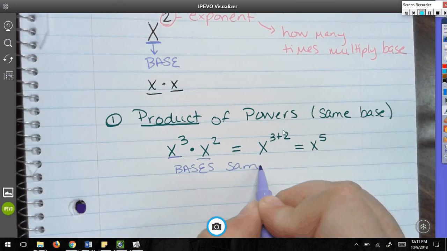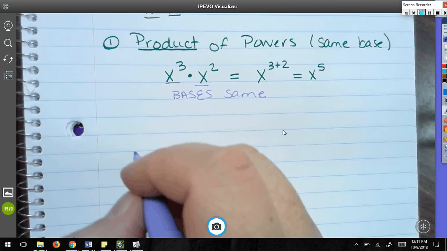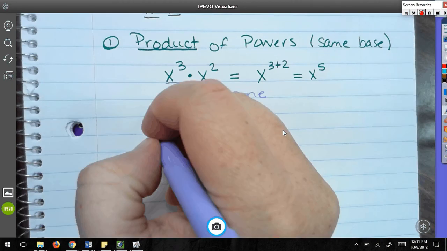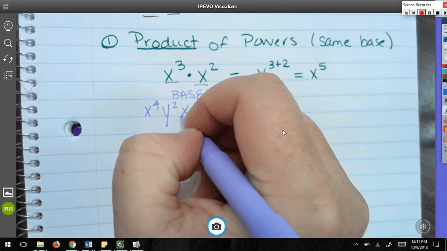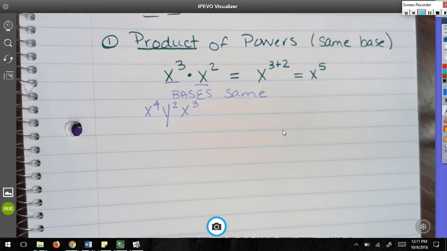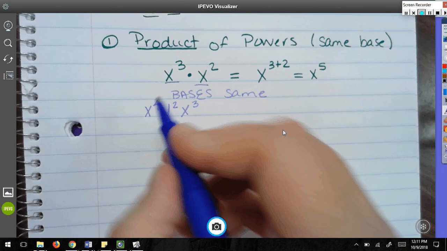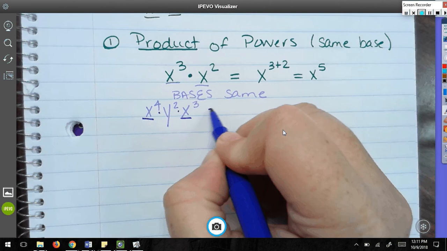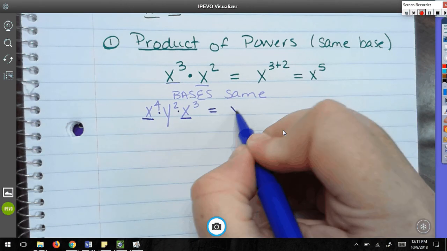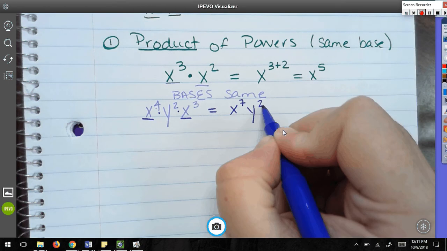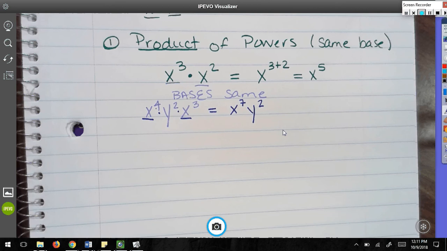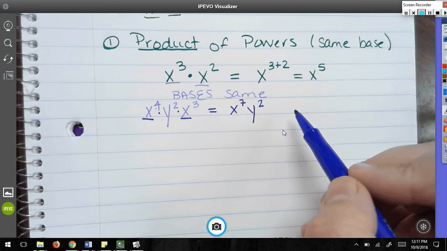Let me give you a little example. Let's say I had x to the 4th times y to the 2nd times x to the 3rd. When I look at this, I can see that I have 2 of the same bases, right? The 2 x's are the same. So what I can do to simplify this is I can say this gives me x to the 3 plus 4 is 7 times y to the 2nd power. So multiplying with the same base, I add the exponents.